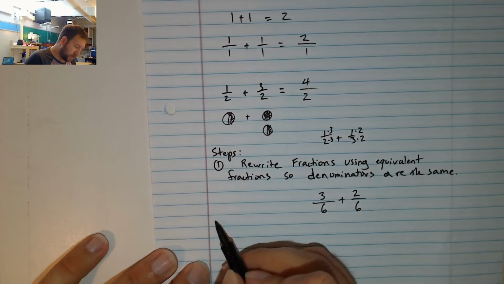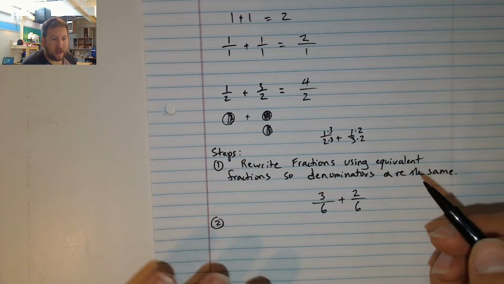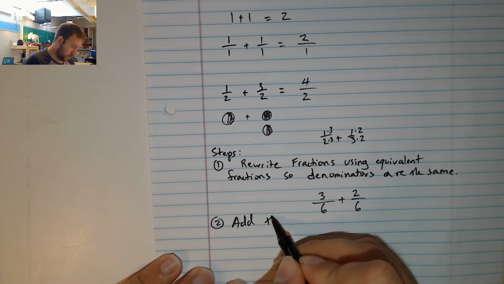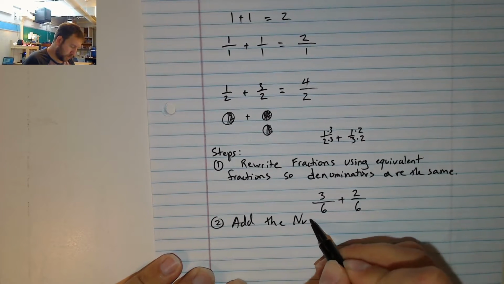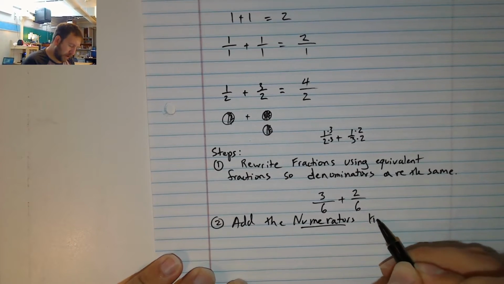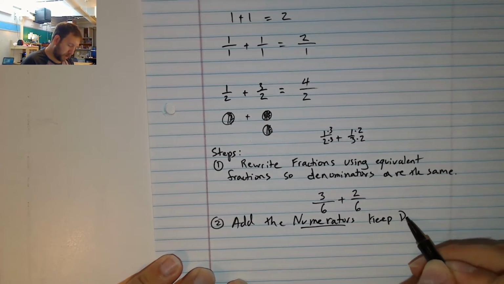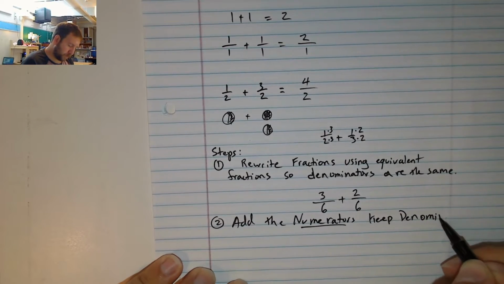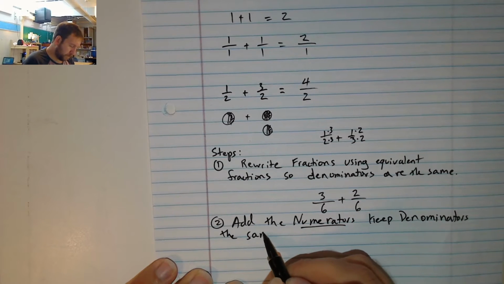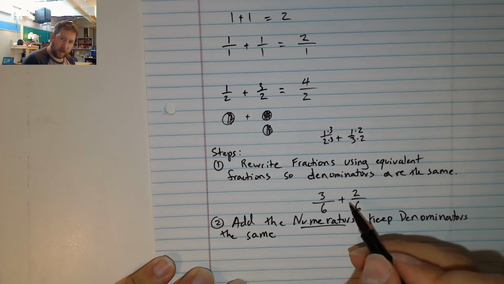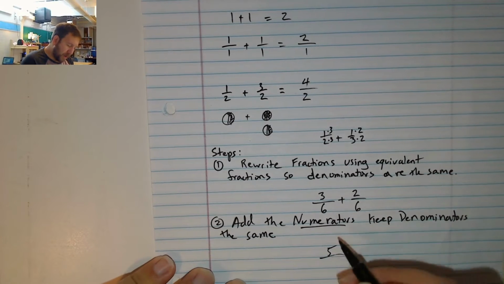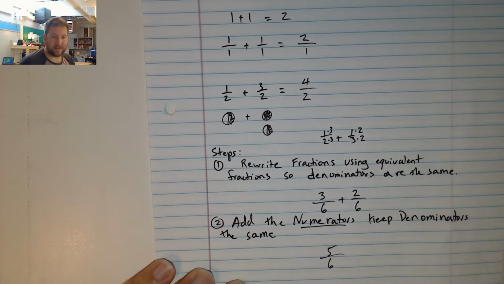My second part, my step number 2, is add the numerators and keep the denominators the same. So if I was going to use my example again, I would say 3 plus 2 is 5. My denominators stay the same.